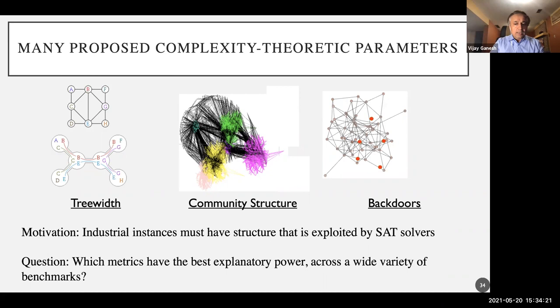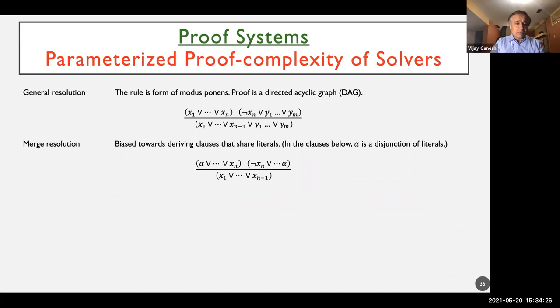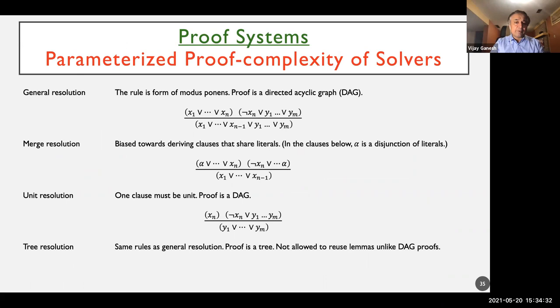Within this setting, people have proposed a variety of different parameters. I'm going to focus on one particular parameter that I came up with, but I'm also working on a couple of others. And I think we are much closer to answering the call of complexity theorists, namely explain why practical algorithms work so well. So I would focus on a particular proof rule called merge resolution.